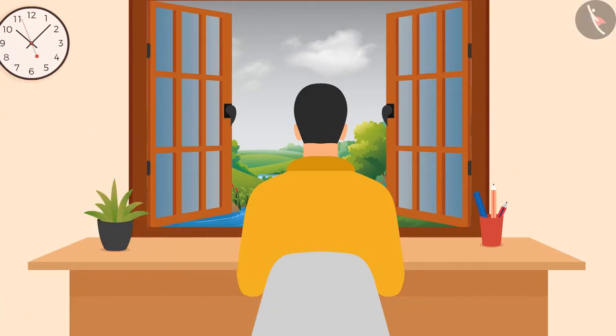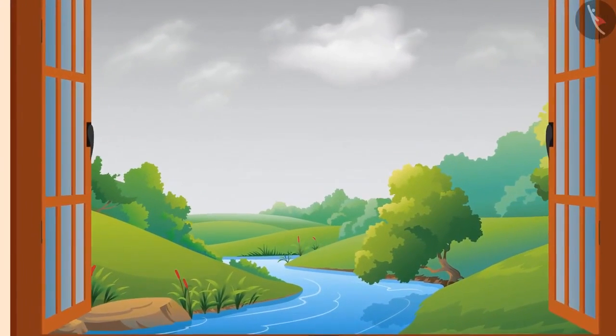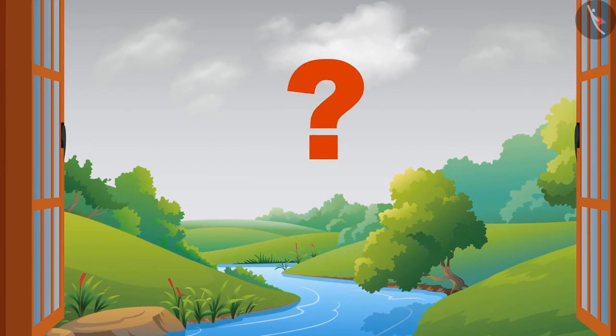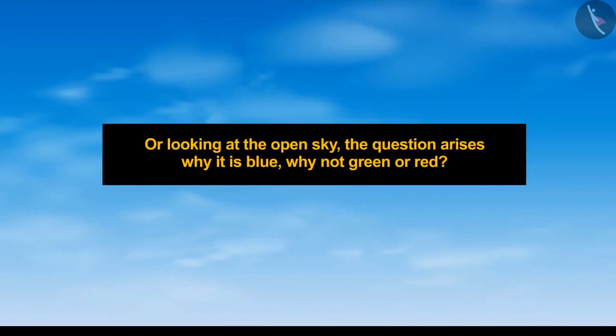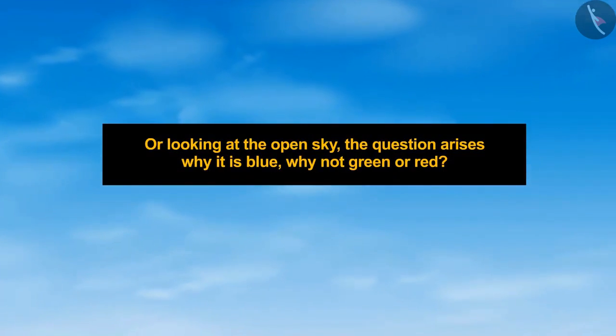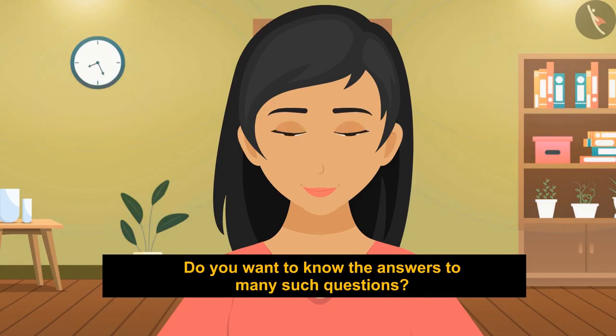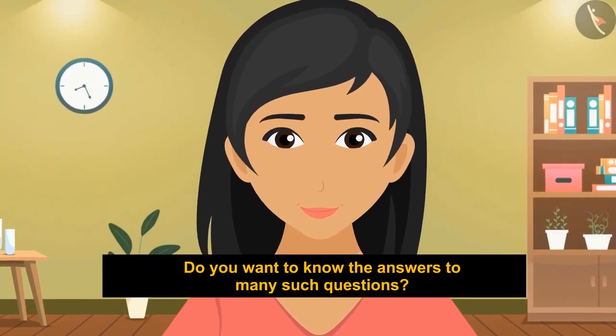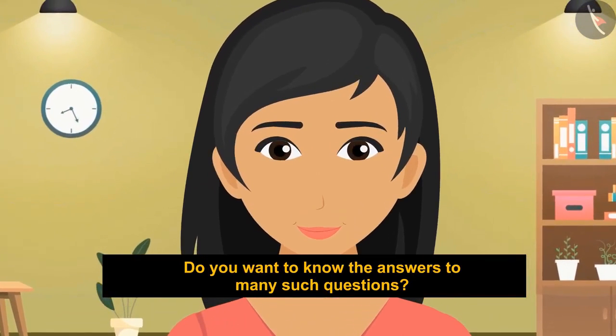Some similar questions also arise in my mind when I see the rainbow. What happens suddenly after the rain that we see the rainbow? Or while looking at the open sky, the question arises in my mind, why is it blue? Why not green or red? So, do you want to know the answers to many such questions? Then stick with the video till the end.